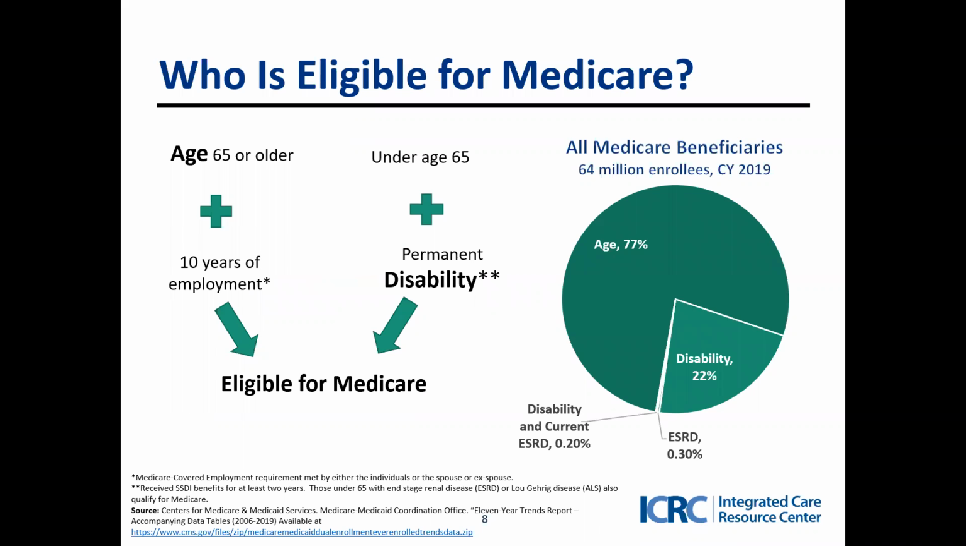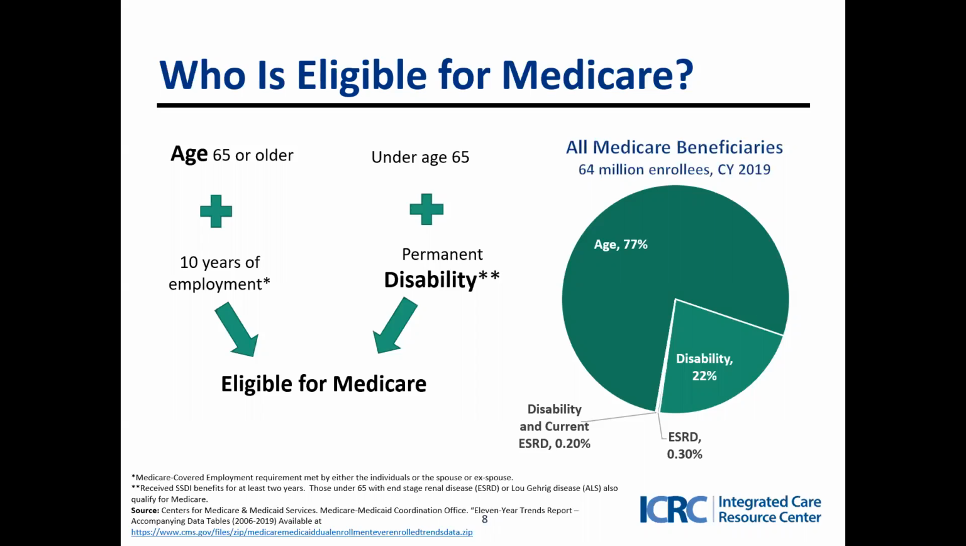First, Medicare is a federal program, so the eligibility requirements for Medicare are the same regardless of what state you live in. There are two ways someone can become eligible for Medicare. The first is if an individual is 65 years old or older and they have had at least 10 years of employment paying into the Social Security program. The employment requirement can be met by the individual's spouse, or in some cases, by an ex-spouse.